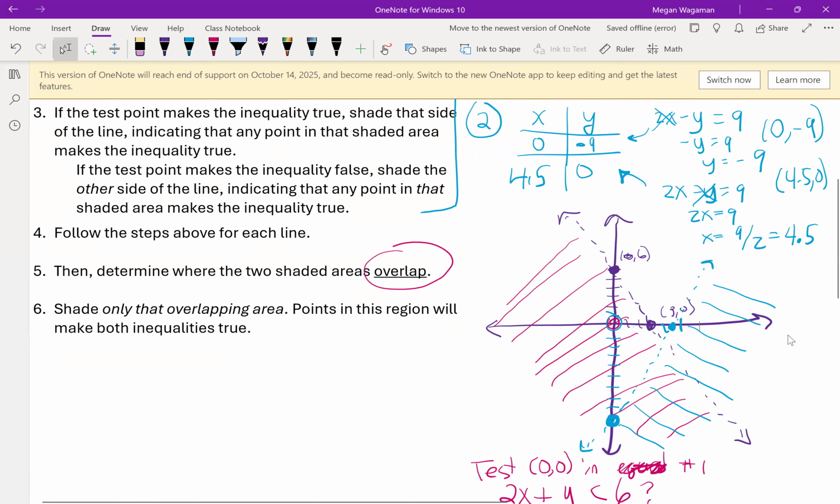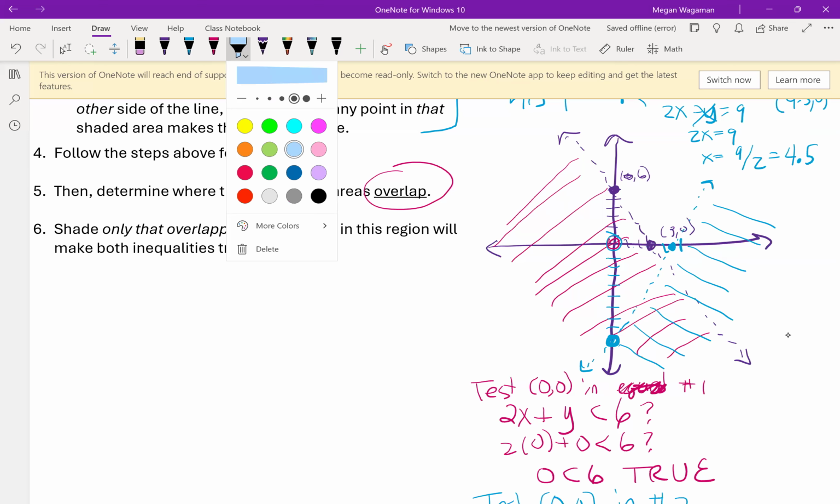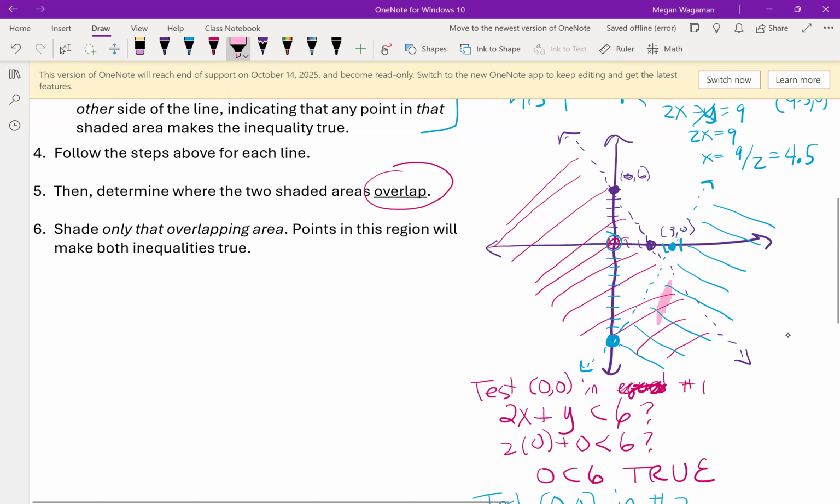I'm going to go this way. And then what we're looking for, our solution to make both true, is where the shading overlaps. And that happens, I'm going to get a color here I can use, between these two, like from here down. So it kind of looks like a triangle, except it keeps going forever. So that's the area where both are true, where you can see the shading overlap. So that's the area of the solution.